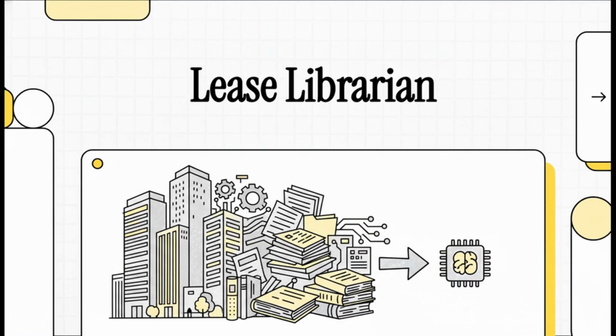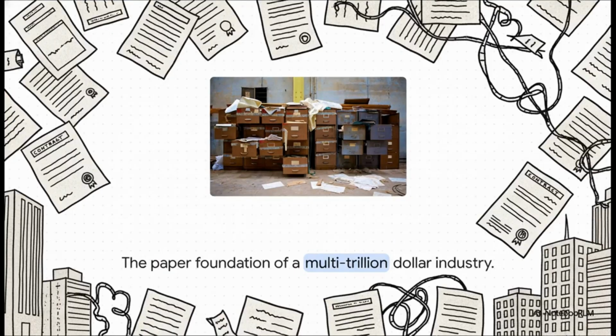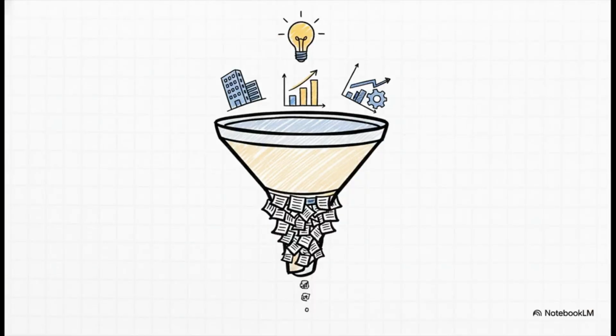Commercial real estate has a multi-trillion-dollar problem, and believe it or not, it's all built on paper. I mean, we're talking thousands of paper leases, and absolutely none of them are standardized. So you get this massive bottleneck. It slows down everything from acquisitions to simple reporting.